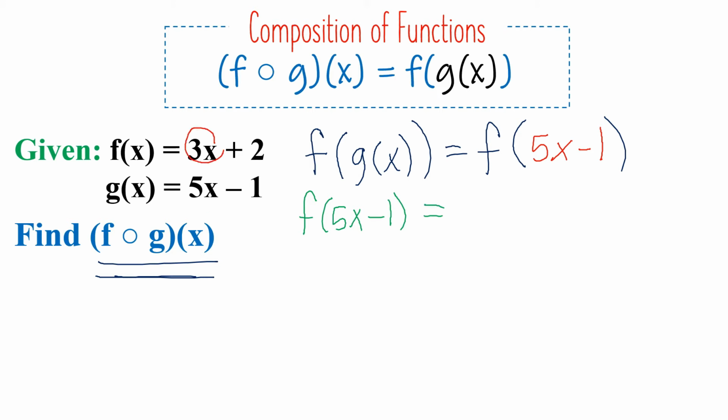So instead of writing 3x, ang gagamitin natin ay 3 times yung value ng x, yun yung nasa loob ng parenthesis. Yun yung ipapalit natin, which is the g of x. So magiging 3 times 5x minus 1. Then copy lang natin yung plus 2. Then, ito na yung isosolve natin. So, we need to multiply 3 to this binomial, then plus 2.